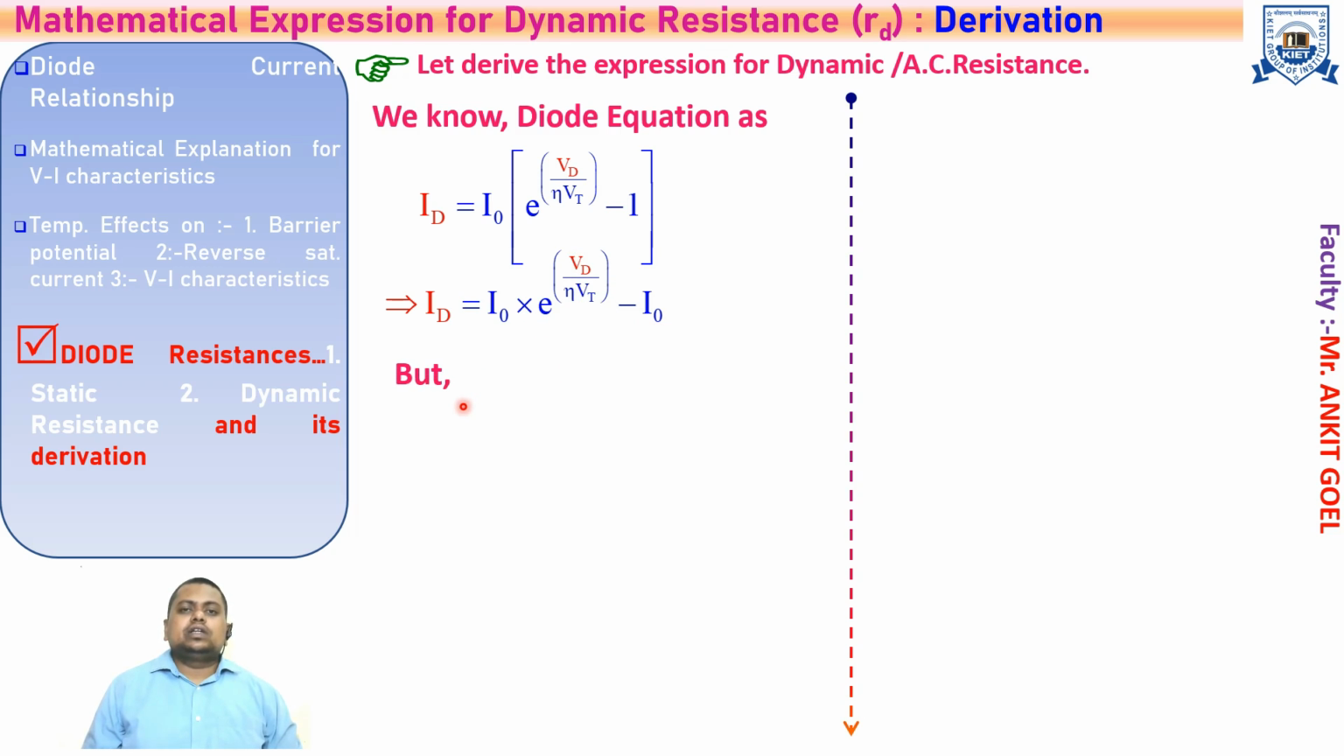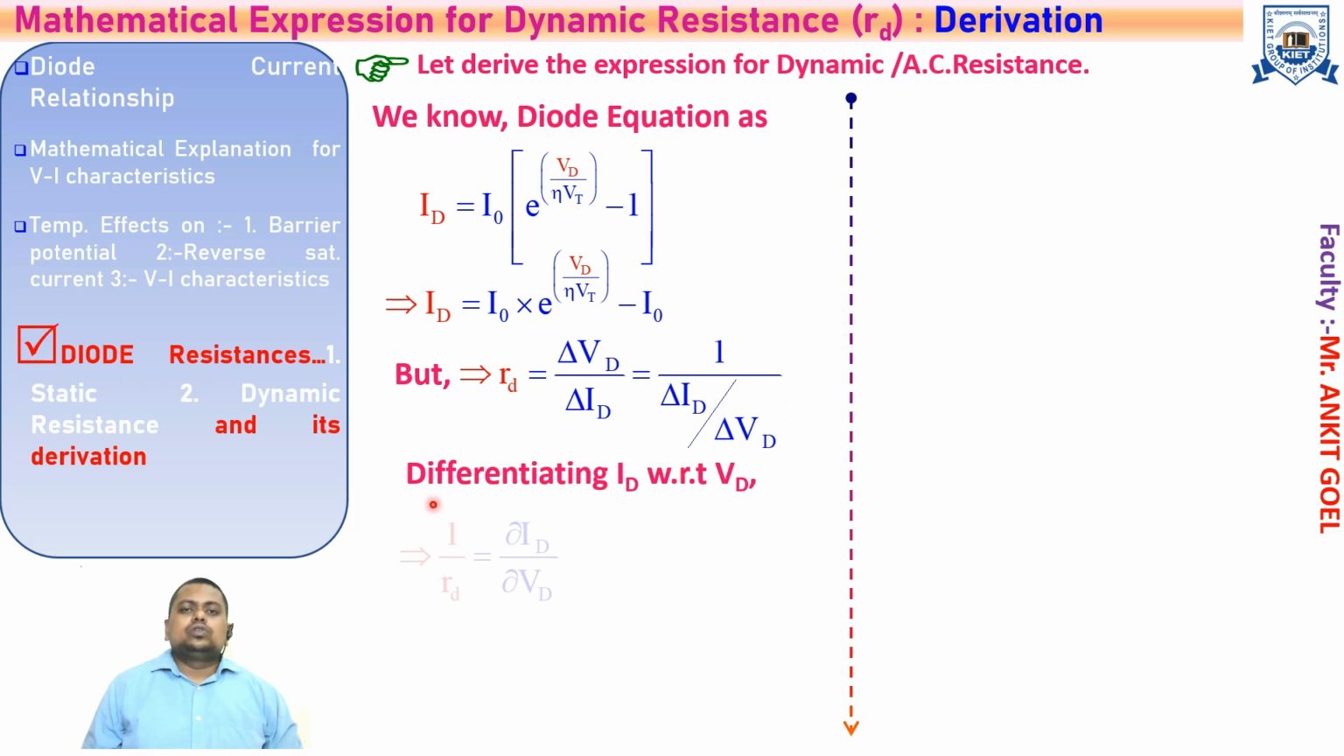We already know that the dynamic resistance is given as the ratio of the change in the voltage to the change in the current, right? So take its reciprocal here. We can define 1 upon Rd as delta Id upon delta Vd. That is, we are partially differentiating the diode current with respect to Vd, keeping all other parameters constant. What are those parameters? I naught is constant, eta is constant, and Vt, the thermal voltage, is also treated as a constant.